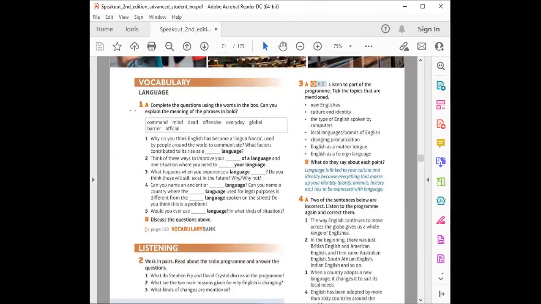Now, I want you to try to make compound nouns here. Complete the questions using the words in the box, and explain the meaning of these phrases in bold. You're going to use them together in phrases. So here you have command, mind, dead, offensive, everyday, global, barrier, and official. You're going to use these words before or after the word language. So go ahead, please. You have 5 sentences to complete.